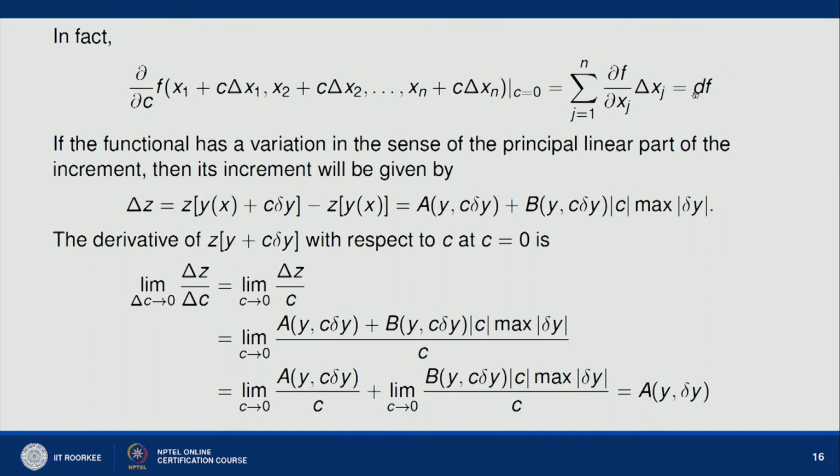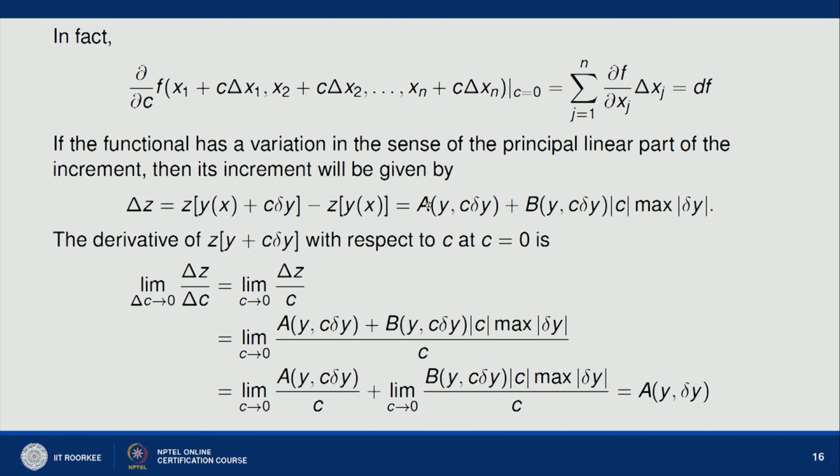In the same way, we want to define the increment or variation in terms of the functional. So, if the functional has a variation in the sense of the principal linear part of the increment, then its increment will be given by delta z equal to z of y of x plus c delta y minus z of y of x. Now, here y of x is fixed, delta y is fixed, only c is varying. So, by the definition of increment, this can be written as A of y, c delta y. Only thing is that here the increment is replaced by c delta y. So, in the definition also, delta y is replaced by c delta y.